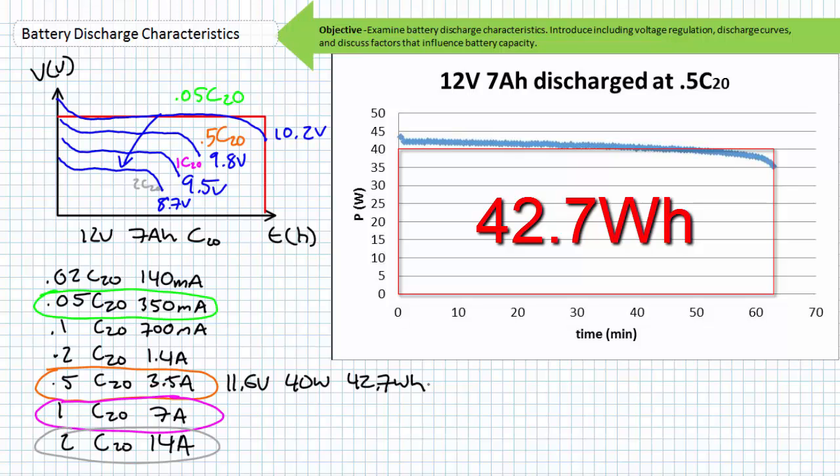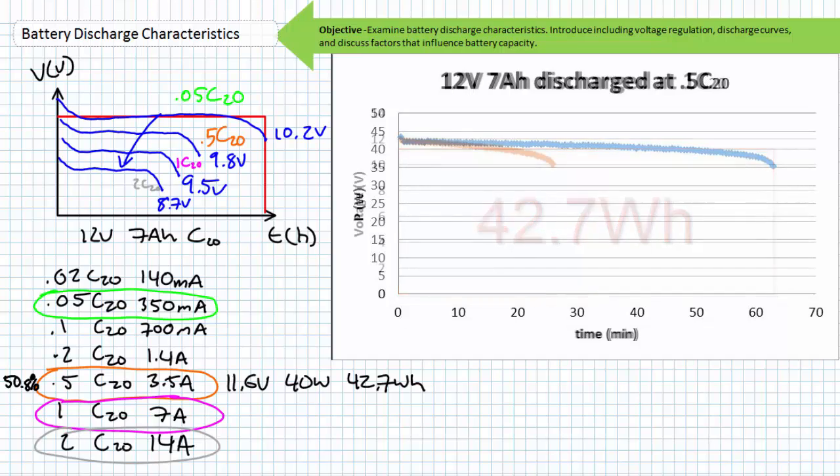This is substantially less than the nominal value of 7 amp-hours at 12 volts, or 84 watt-hours of energy, but to be entirely expected. In this case, we were only capable of extracting around 50.8% of the available energy because at such high discharge rates, we weren't using it efficiently.